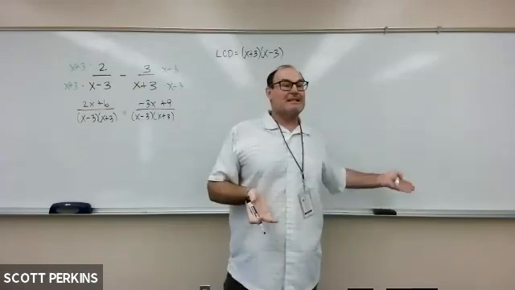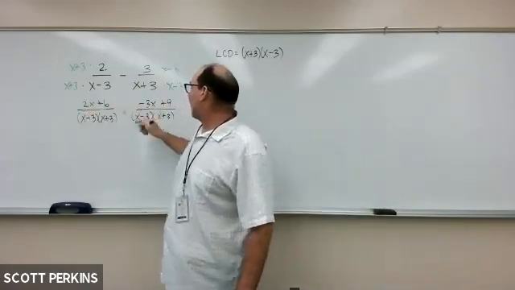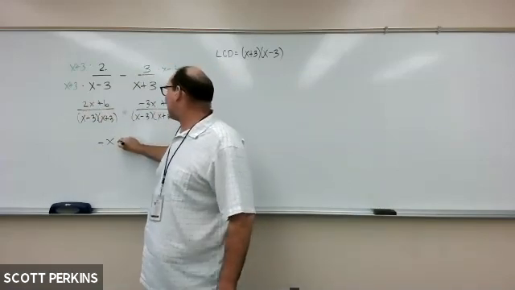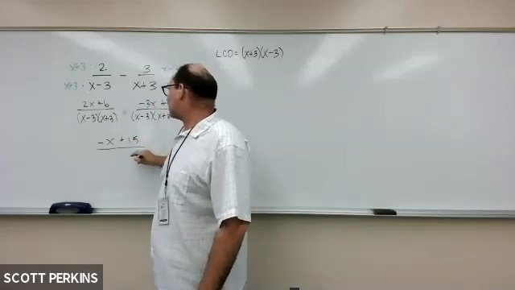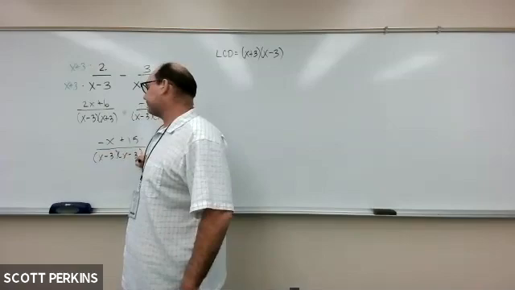And last but not least, now I combine my like terms. I've got 2x minus 3x, that's negative x. I've got 6 and 9, that's 15. That does not factor at all, so we are done with this problem.